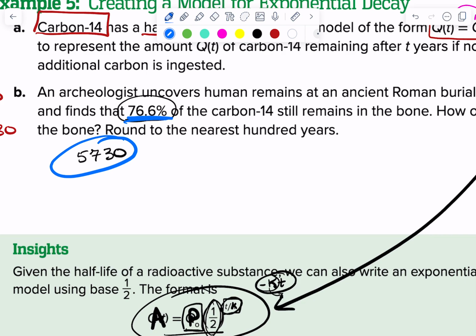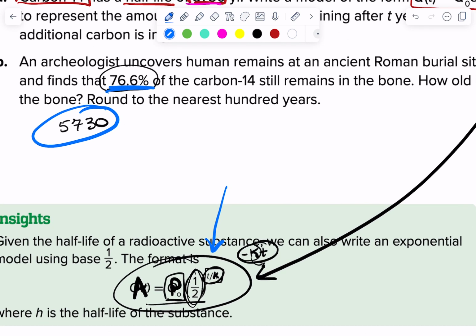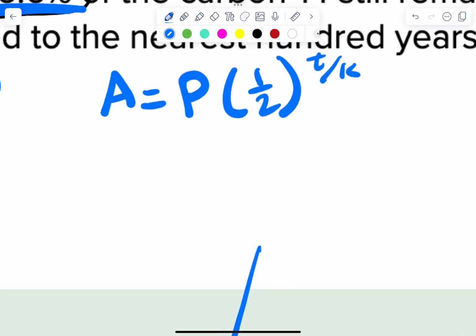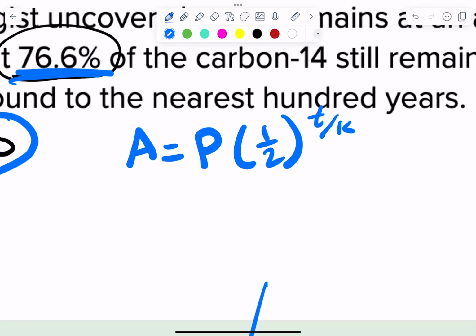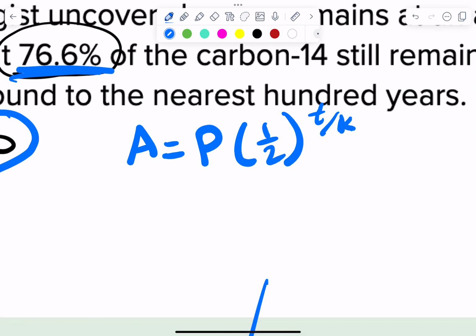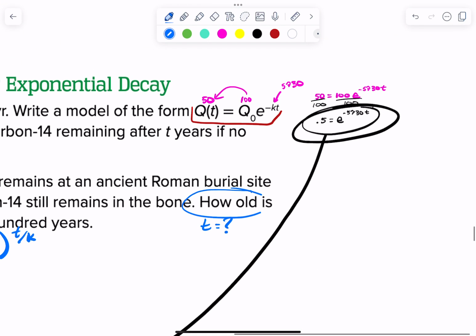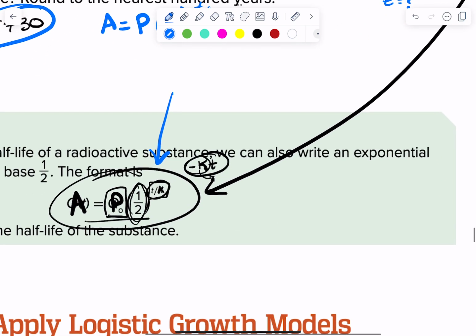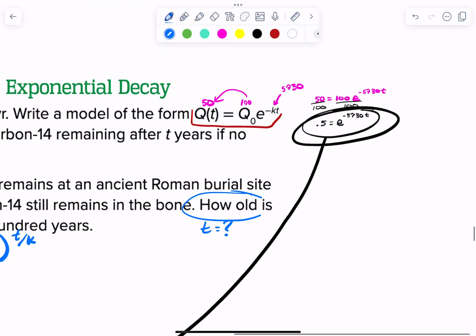Okay, I like this equation better. Let's use this equation to figure out how old the bone is. When it says how old, what are we solving for? Time. Okay, we don't know time. That's the question mark. So A equals P times 1/2 to the T over K power, or H power. If you want to use T or H, it doesn't matter. Where did the E go? Oh yeah, the E is gone. 1/2 can just be plugged in for E.